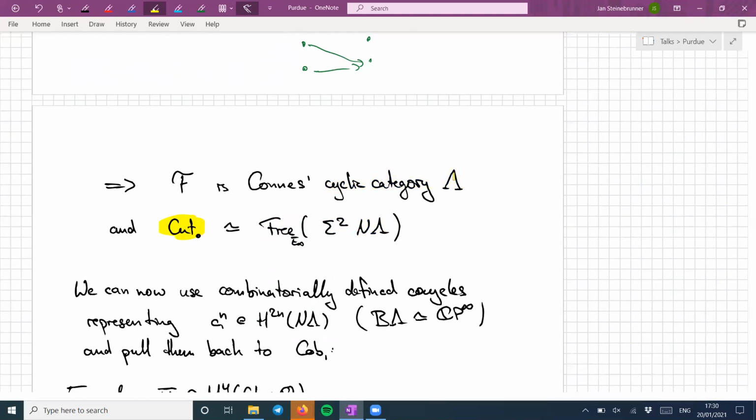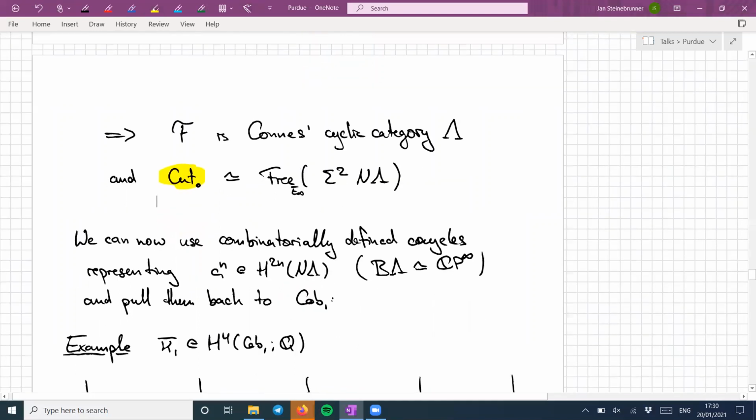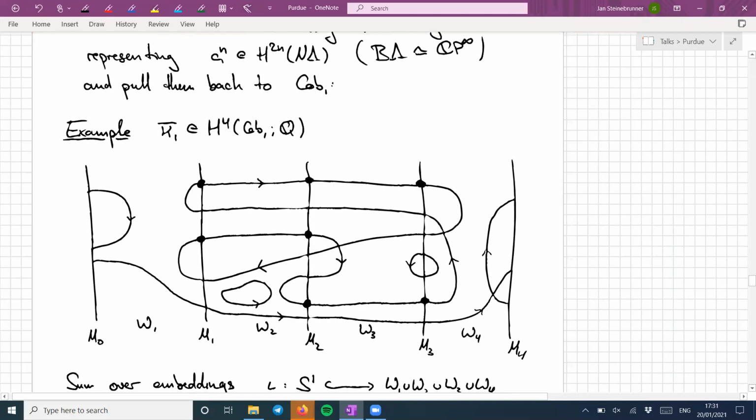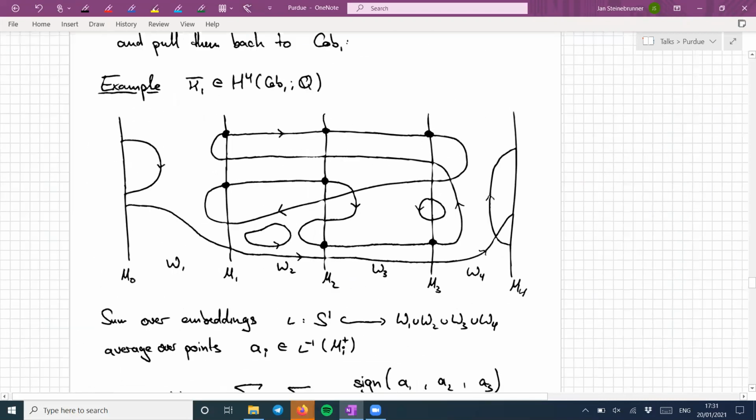Okay, and I realize that my time's over now, so I'll say 2 more sentences. First of all, other people have thought about this. Igusa, for example, has constructed cocycles on this cyclic category that represent the Chern classes, because the classifying space of the cyclic category is CP infinity or BSO2. And then you have all of the c1 to the n in there. And Igusa has constructed explicit combinatorial cocycles for these. And since I have this map to cut, I can just pull them back to Cob1. And then you get cocycles like this.